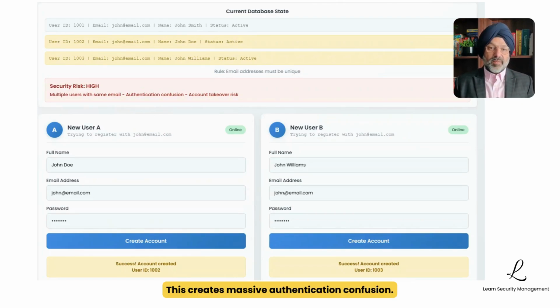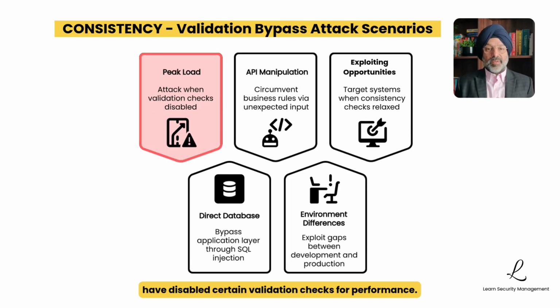This creates massive authentication confusion. When someone logs in with john@email.com, which account should the system access? This opens the door to account takeover attacks and broken authentication. Attackers exploit consistency failures by targeting applications during peak load when developers have disabled certain validation checks for performance.